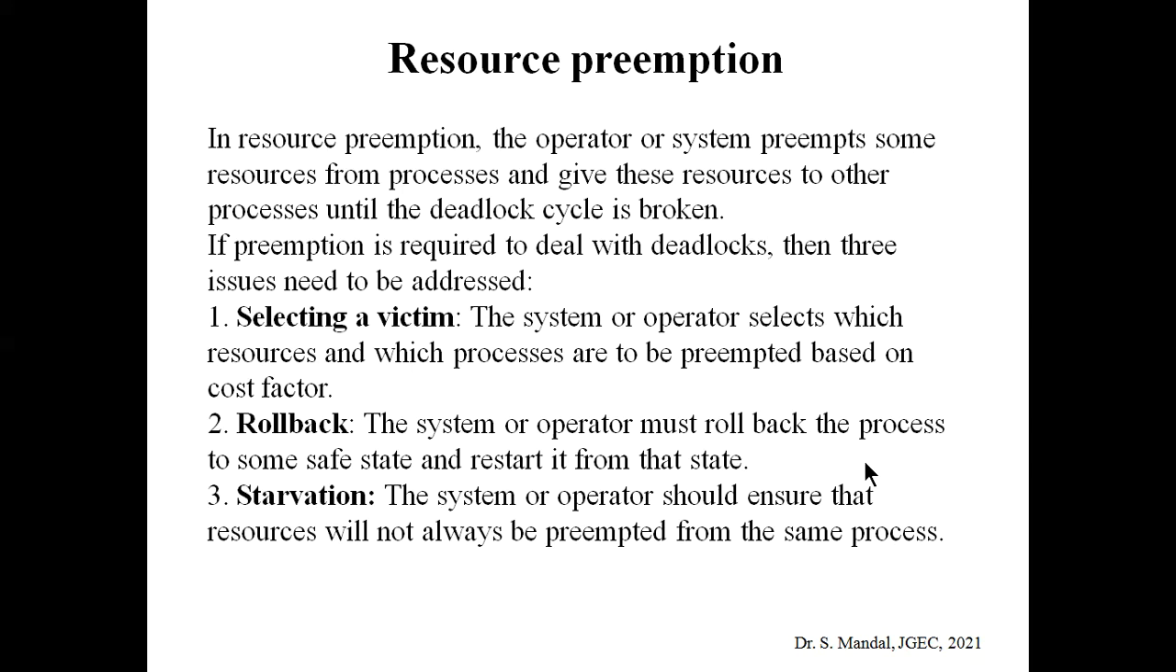Third is starvation. The system and operator should also ensure that resources will not always be preempted from the same process. Like if the P1 process is holding R1 and we always try to preempt P1 and R1, then what will happen? P1 will never be executed, that means P1 will be starved. So we need to ensure that this type of resource preemption is not always performed. We need to find a victim, roll back the respective process, but ensure that there is no starvation, that means only one process is not always preempted.